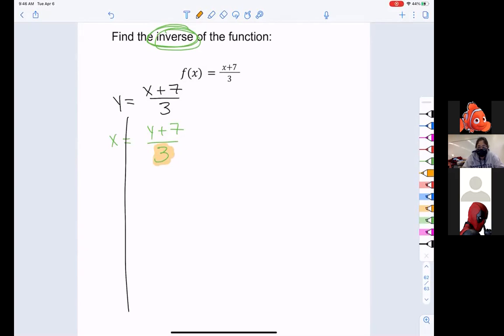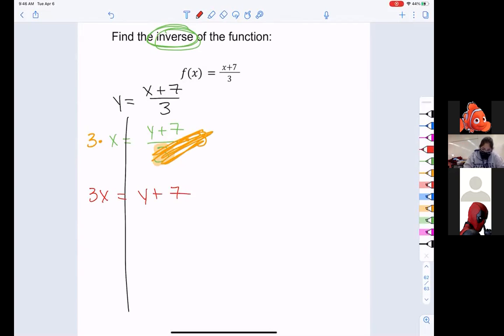So we're dividing, right? What's the opposite of dividing? Multiply. Yeah, very good. So we got times 3, times 3. So this goes away. So you have 3x equals y plus 7.